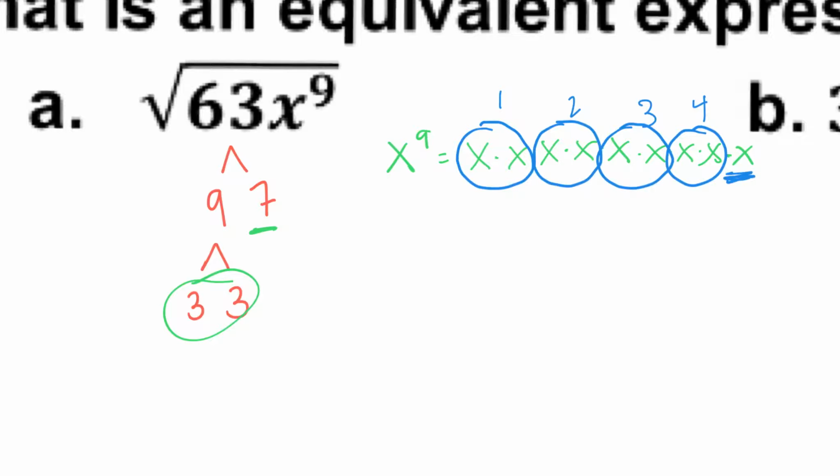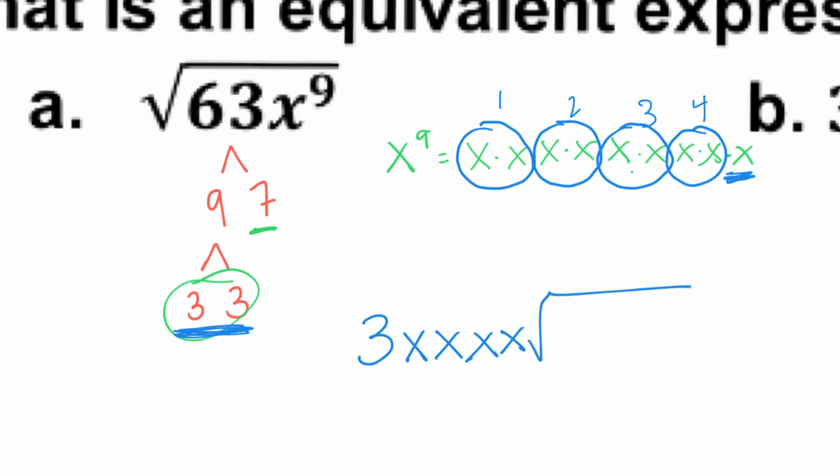So here's how we write our answer. We're not going to forget about this 3. The 3 has a pair, so it leaves the house. Then I have a pair of x's. I have another pair of x's. I have another pair of x's. And I have one more pair of x's. So I have 4 pairs of x's.